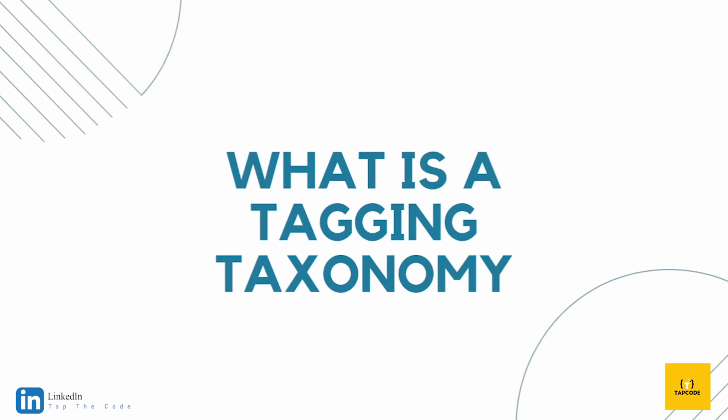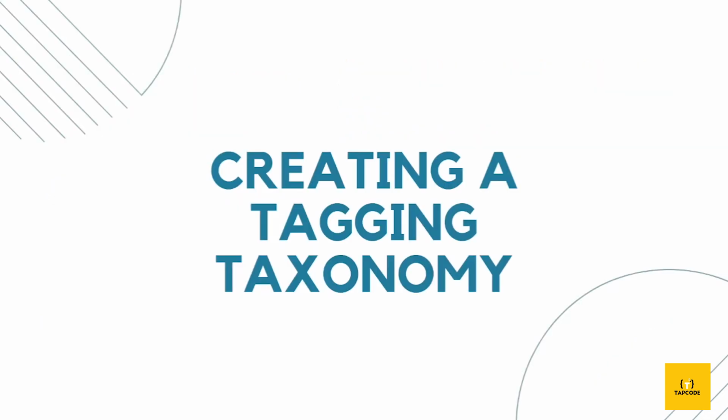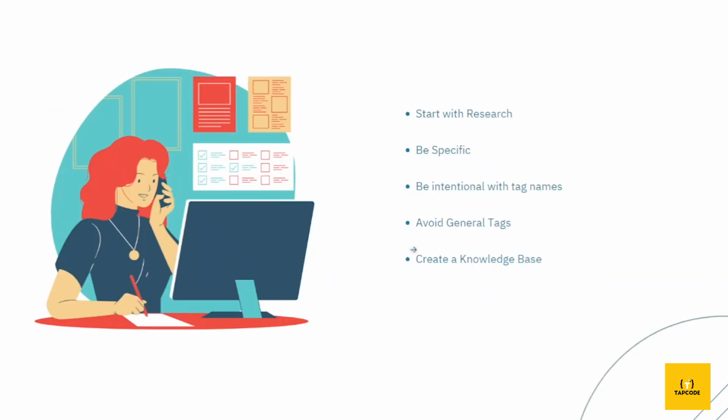So based on that, what is a tagging taxonomy? As we said initially, a taxonomy is simply a structured way of categorizing something. For example, when we apply taxonomy to customer feedback like a survey or support conversation, a taxonomy is a collection of categories that you can bucket each feedback into. How do we create a tagging taxonomy? These are some steps we take to create a taxonomy.